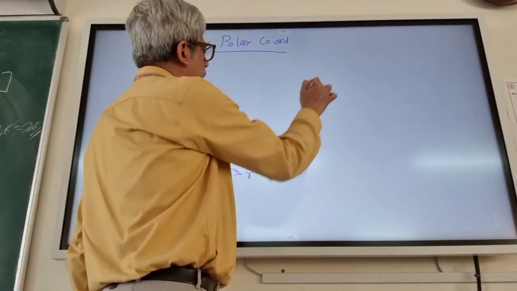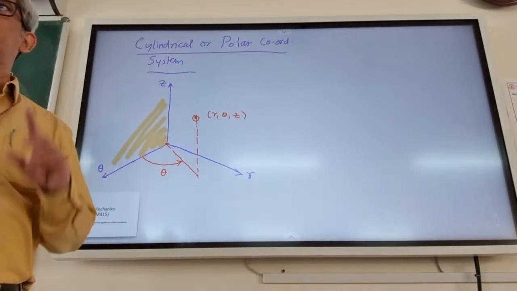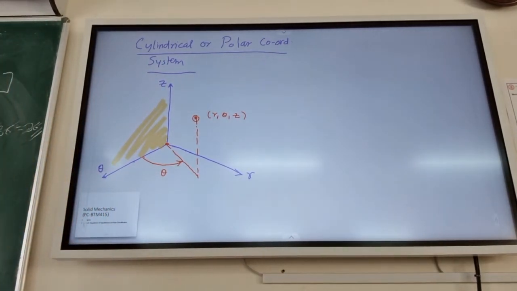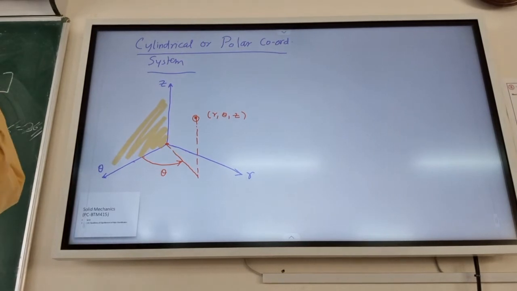Now this particular coordinate system is beneficial for components which have circular symmetry. Essentially any objects that you can obtain by revolving a cross section about an axis of symmetry would be ideal to be analyzed using this cylindrical coordinate system. So just tell me some components which are circularly symmetric, or whose geometries can be developed by revolving some cross section about the axis of rotation. Can you tell me some components?